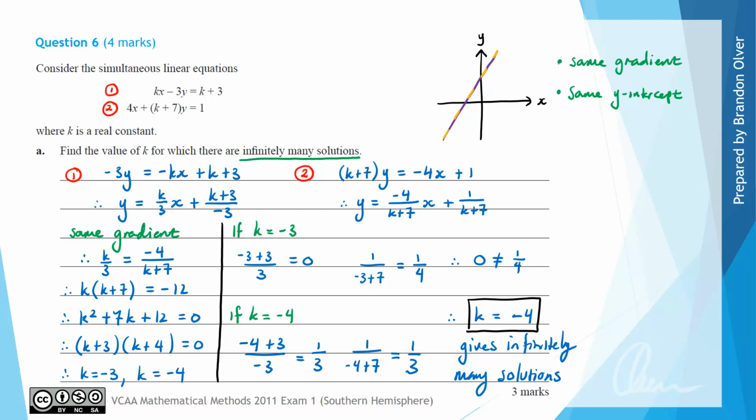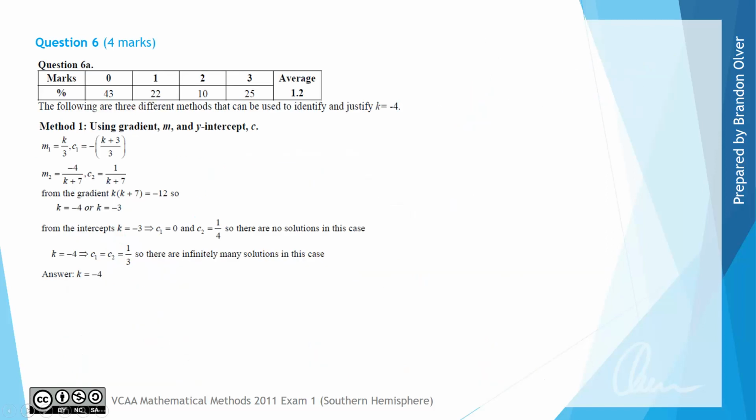Now there are other methods for tackling this problem which are presented in the examiner's report, and we're going to do a second method of solving this problem at the end of the video if you want to see that done. From the examiner's report, overall on question 6A, 25% of students got full marks, with 43% of students receiving 0 marks for that question. The following three methods are three different ways that can be used to identify and justify that k equals negative 4 is the correct answer.